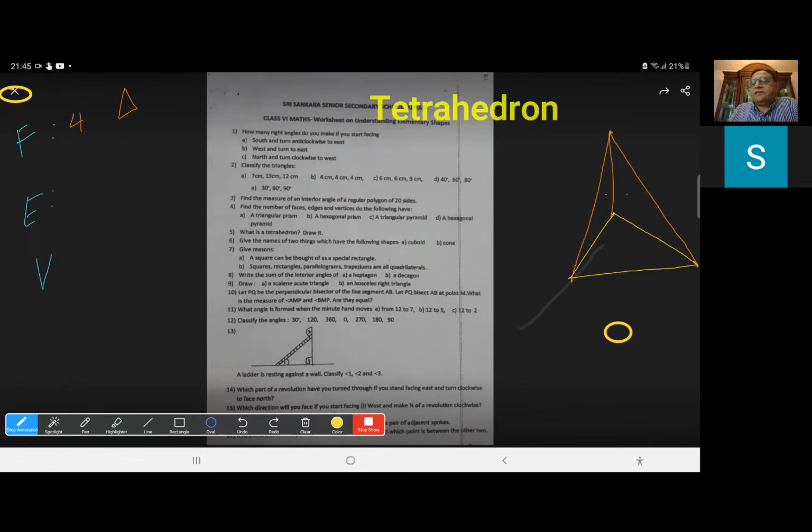How about the number of edges? Can you tell me how many edges are there? 3 in the bottom and 3 vertical. So it is 3 plus 3, which is 6. And how many vertices? 4. And now, do you get the relation? Yeah, we just apply Euler's formula. What is Euler's formula?